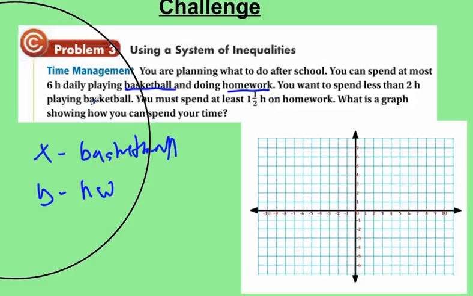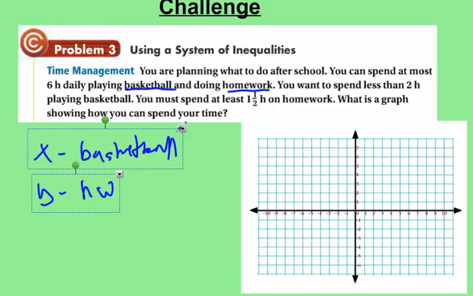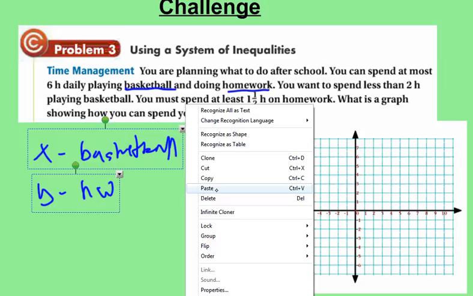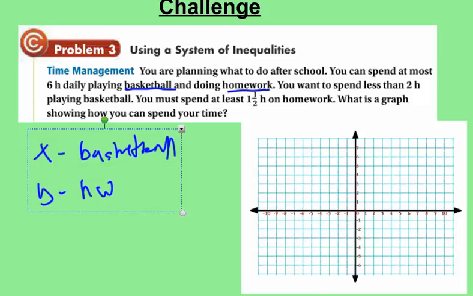So I'm gonna, whoa, didn't know I was doing that. All right. Let me just group these real quick and make them a little smaller.